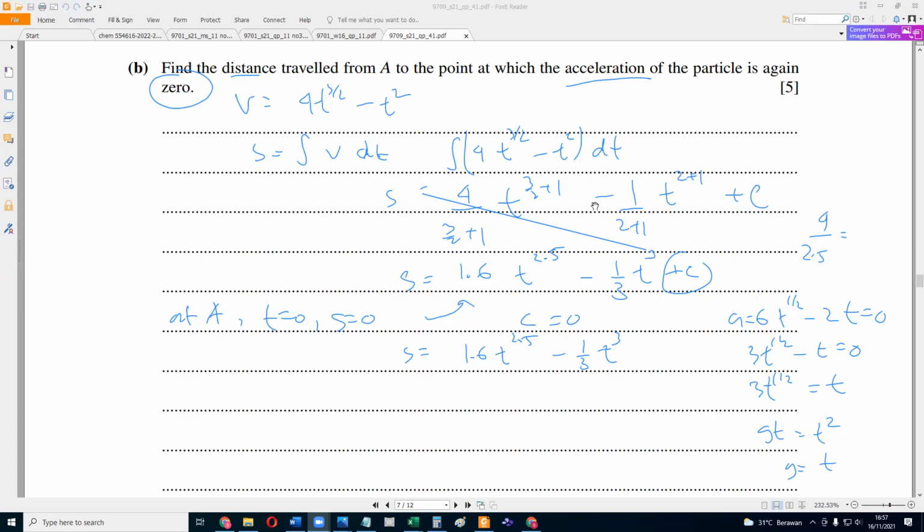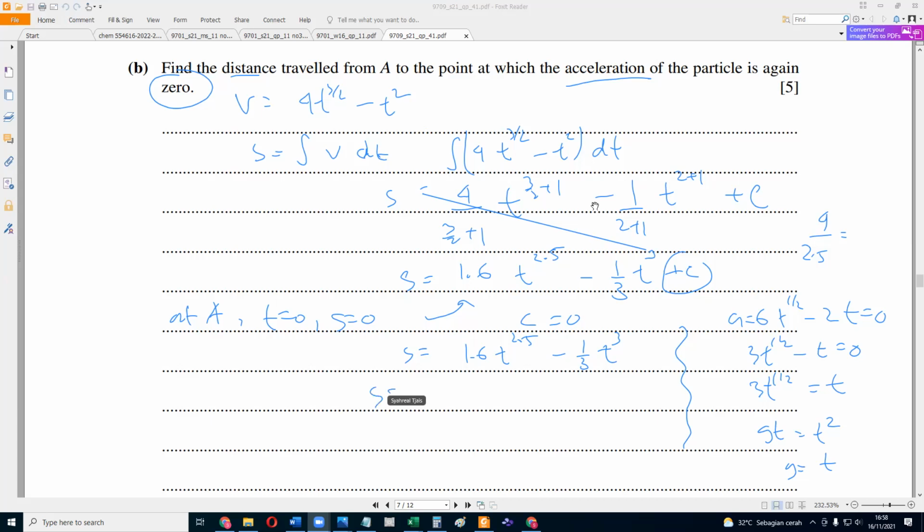So that means 6t power half minus 2t, you simplify it into 3t power half minus t, and then you put t on the other side. So 3t power half equals t, which means after that you can square them, left and right. So t power half becomes just t. Okay. So put the t of 9 into the equation.